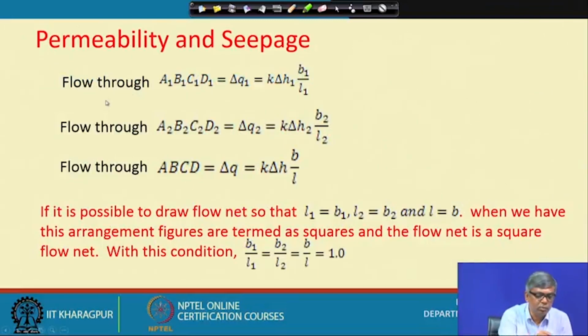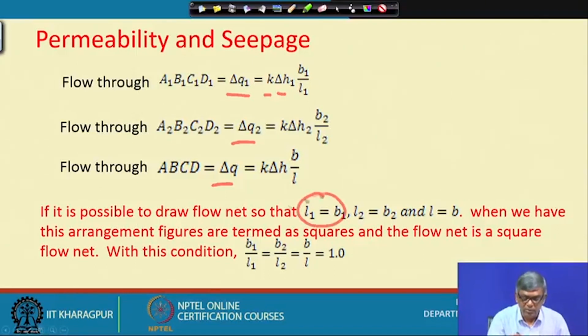If I consider this, then flow through A1 B1 C1 D1, del Q1, will be K times del H1 B1 by L1, and flow through A2 B2 C2 D2, del Q2, is K del H2 B2 by L2, and flow through ABCD is del Q equals K del H B by L. Now, I can draw the flow net in such a way that B1 by L1 equals B2 by L2 equals B by L.